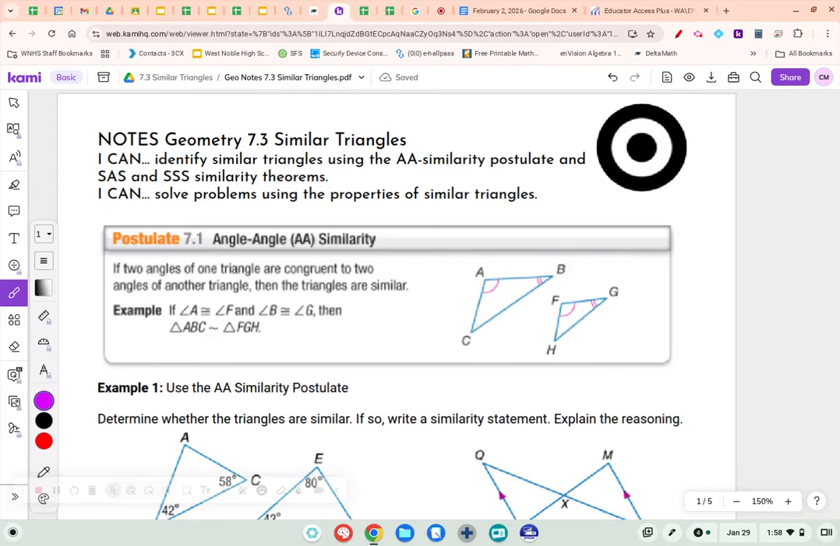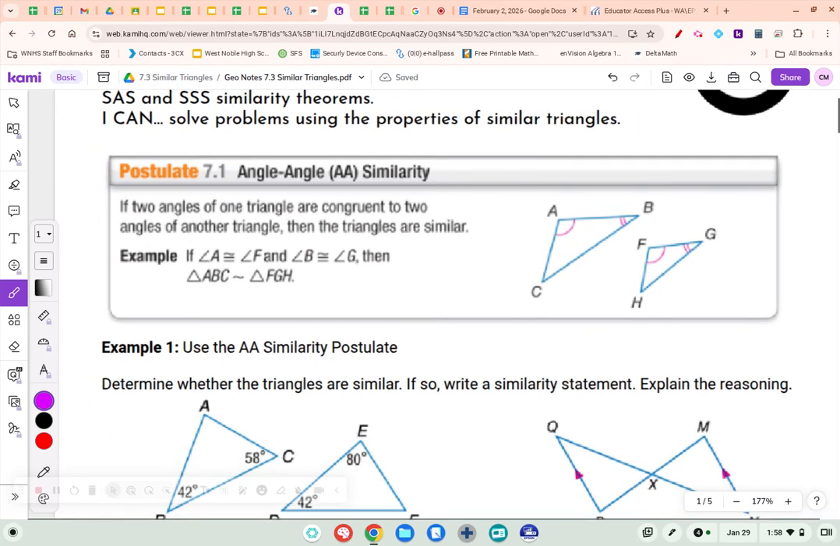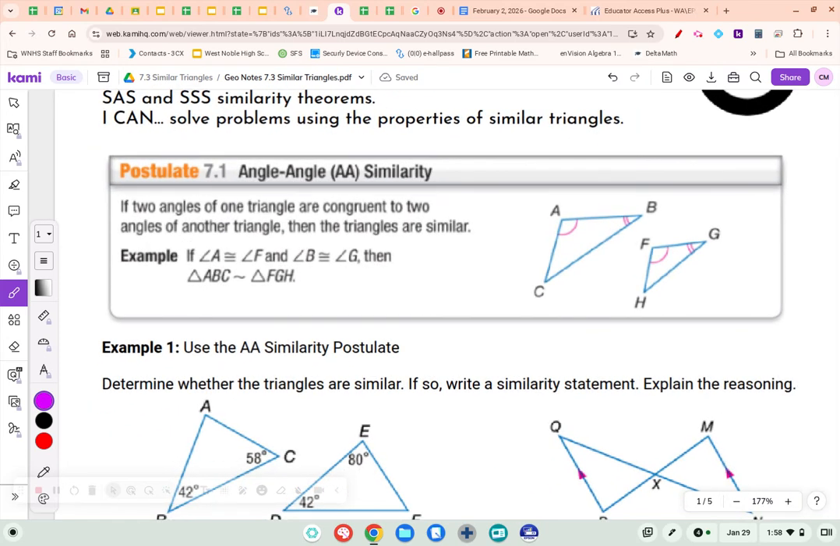So first of all, we have this postulate 7.1, the angle-angle similarity. It says if two angles of one triangle are congruent to two angles of another triangle, then the triangles are similar. So guys, these are kind of close to being like our congruence statements, but instead they are looking for similarity. So the triangles aren't exactly the same size and shape. They're just the same shape, but different sizes.